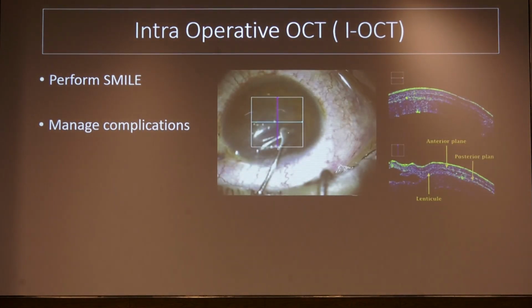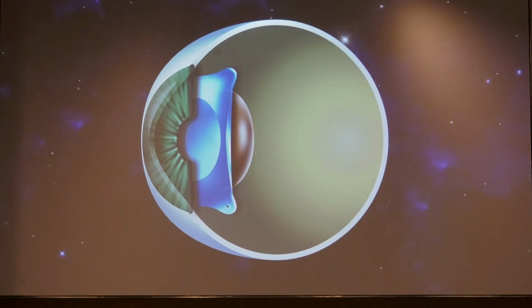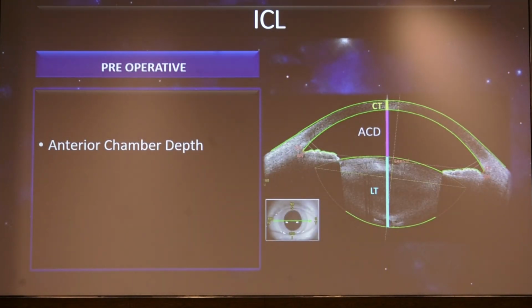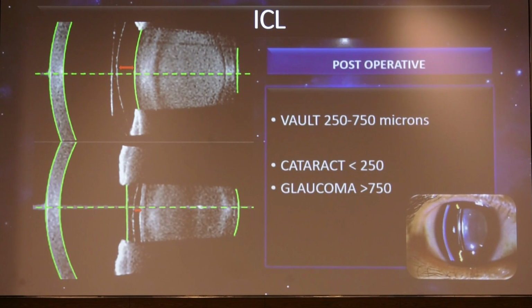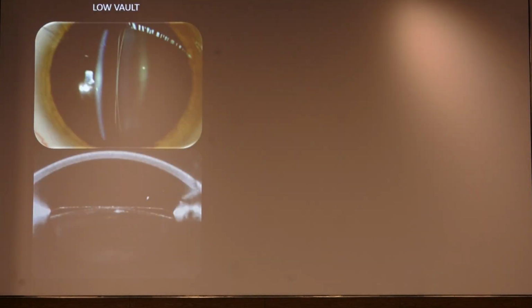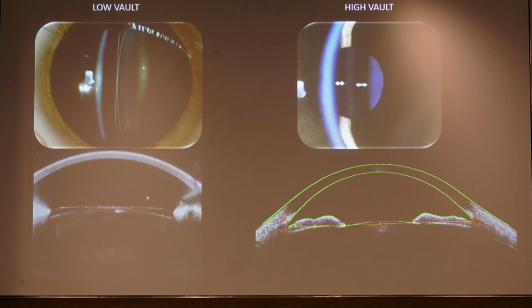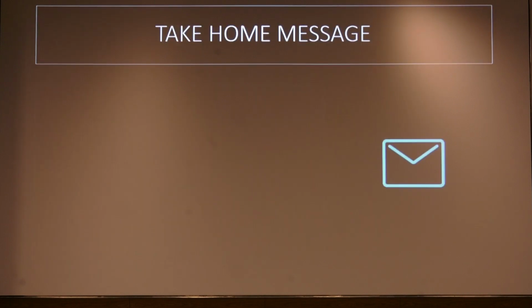This is intraoperative OCT, which can be used to perform SMILE. It's real-time imaging, and it is also used to manage complications of SMILE. In case of ICL, preoperative assessment is mainly to measure the anterior chamber depth, and postoperatively it is mainly used to measure the vault. The normal should be between 250 to 750 micron. If it is less than 250, it can lead to anterior polar cataract or subcapsular cataract, or when the vault is very high, it can lead to narrow angle glaucoma.